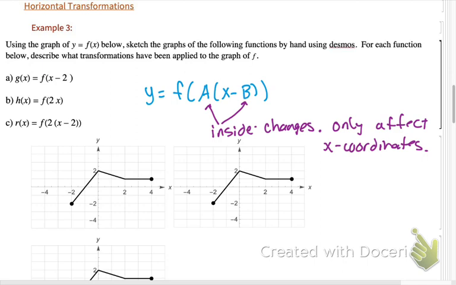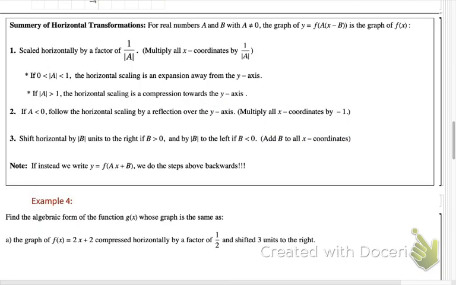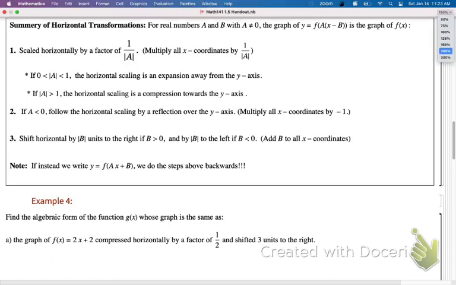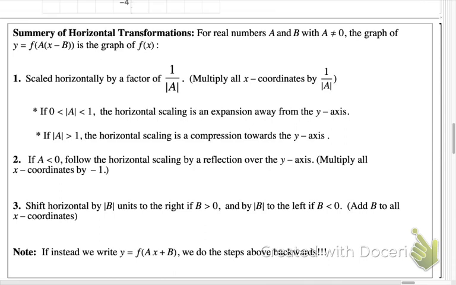Let's look at a summary of horizontal transformations. Now, this is different again than in the textbook. This may be presented differently than in the textbook we are currently using. But, and let me zoom in. It's the Tidmore. There we go.